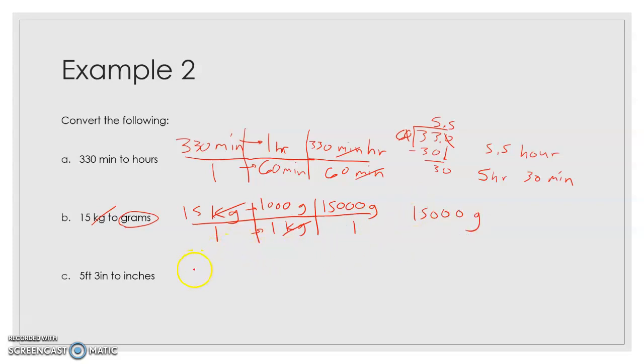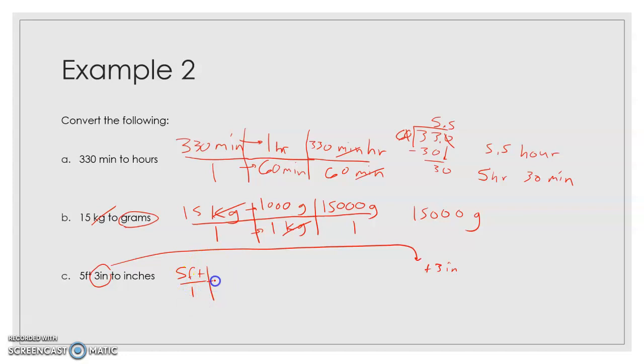Okay, 5 feet 3 inches to inches. I'm going to start off with, let's see here, 5 feet. I'm going to take these 3 inches and save them for later because we want to go to inches. I'm going to make my life easier. I'm going to put these inches over here. I'm going to say, hey, what's 3 inches? I'm going to start with 5 feet over 1.